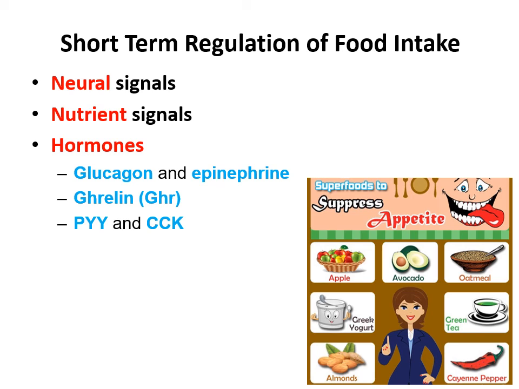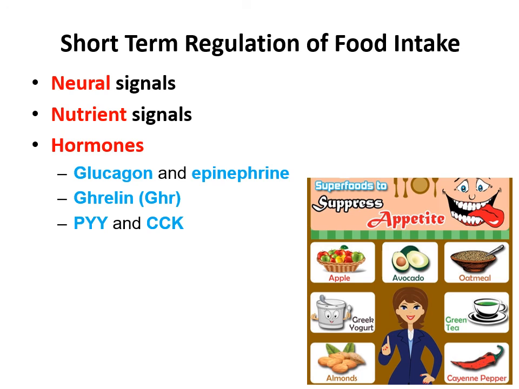There's also important hormones for regulating food intake. These include glucagon and epinephrine, both of which stimulate hunger, so they make you more hungry. Ghrelin, that's G-H-R, that's from the stomach, and that will stimulate your appetite just before a meal. So when you kind of start smelling the food and you start to get a bit hungry, that's ghrelin. And then PYY and CCK, those signal satiety, meaning those signal you feeling full, and basically it's a fancy way of saying they're appetite suppressors.